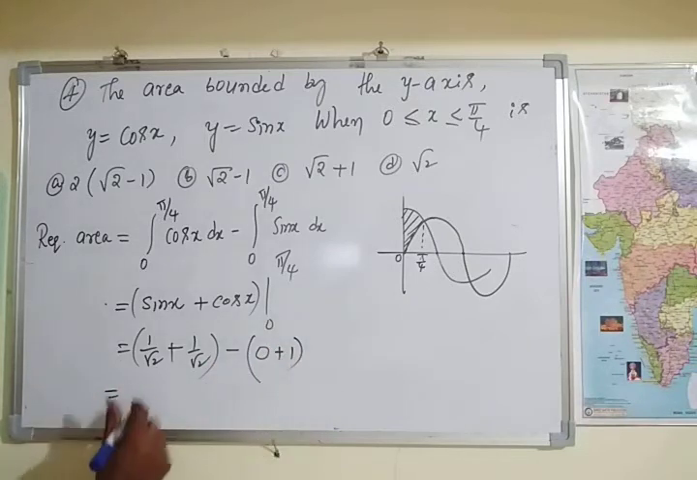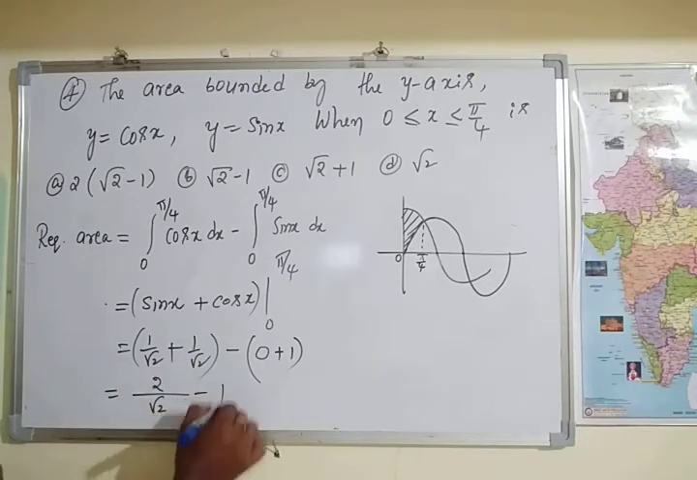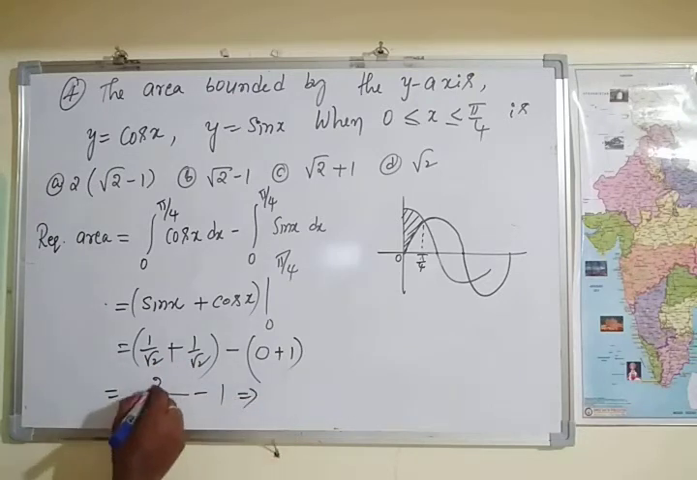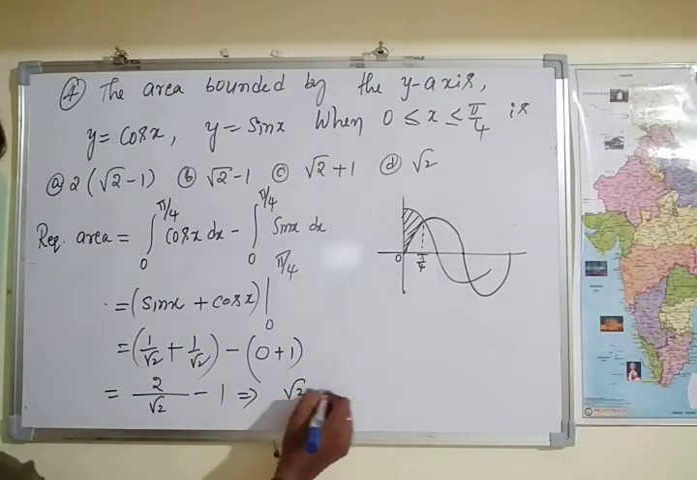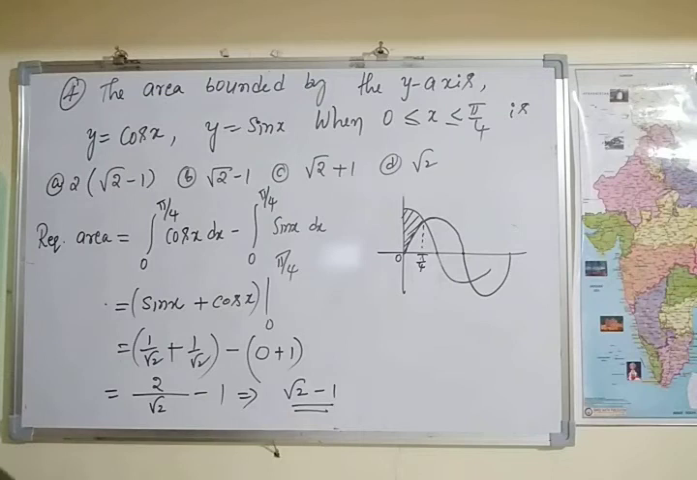See here, take LCM, which is root 2. 1 plus 1 is 2, minus 1. This implies 2 can be written as root 2 into root 2, and one root 2 gets cancelled. We get root 2 minus 1 as the required solution. Option B is correct.